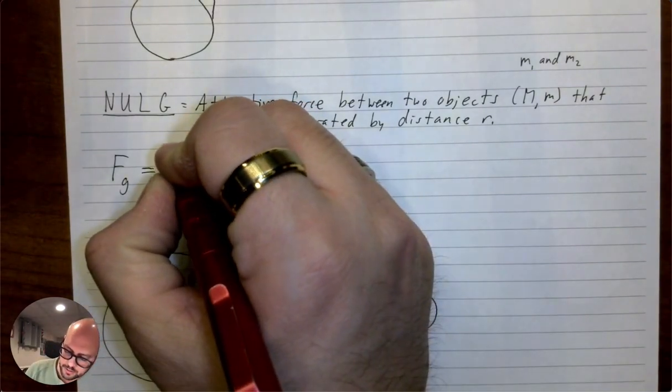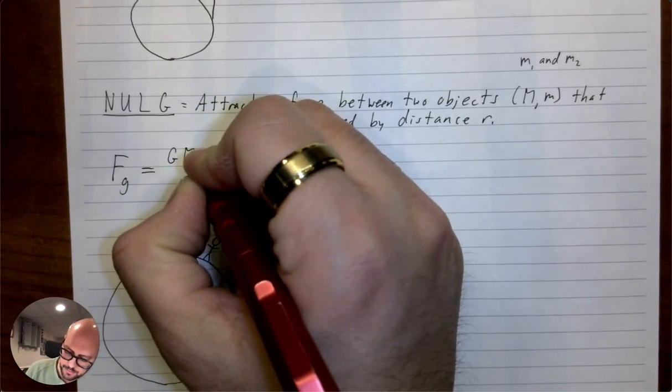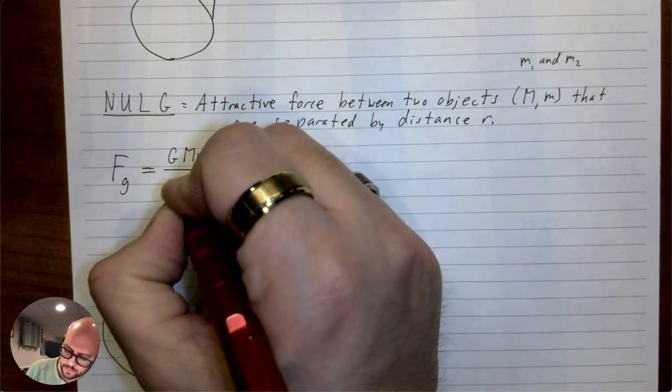The equation looks like this: capital G, capital M, lowercase m, over r squared.